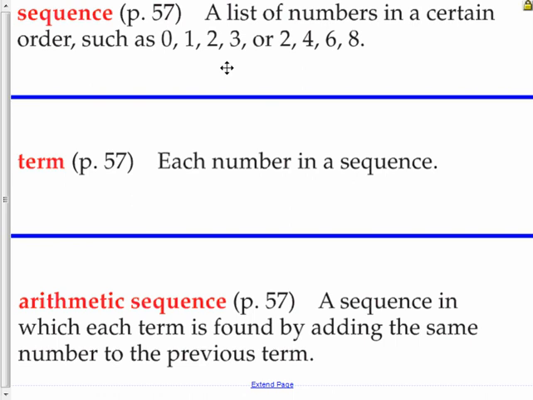Every number that's in that sequence is called a term, right? For example, this would be term 1, this would be term 2, this would be term 3, and this would be term 4. So each number that's in the list is called a term in the sequence. An arithmetic sequence is a sequence in which each term is found by adding the same number to the previous term. And that will be many, not all, but many of the sequences we'll look at. So we'll start with arithmetic sequences.